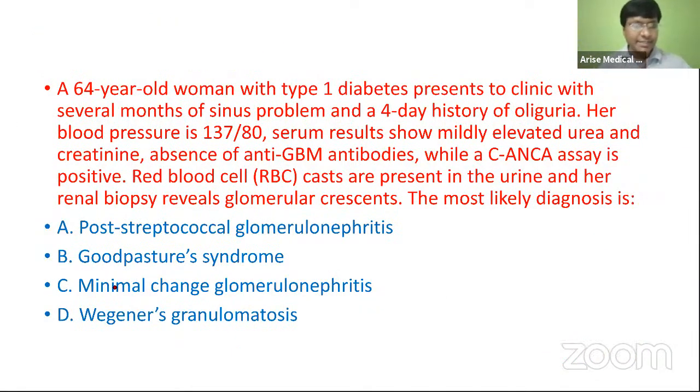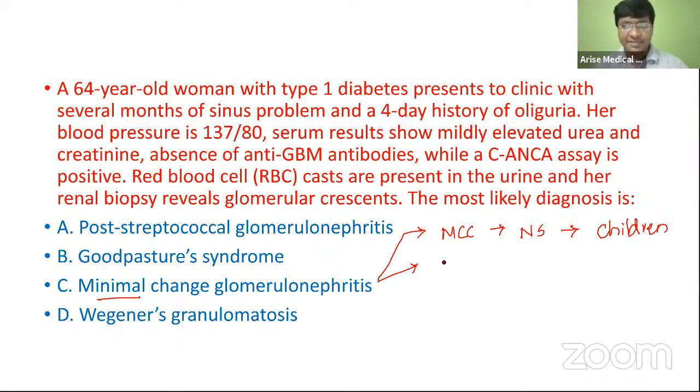Now, you take the points related to minimal change glomerulonephritis. This is the most common cause of nephrotic syndrome in children as well as young adults. These patients present with edema. The child will present with edema, and they will have selective proteinuria. What is that selective protein which is being lost? That is albumin which is being lost.